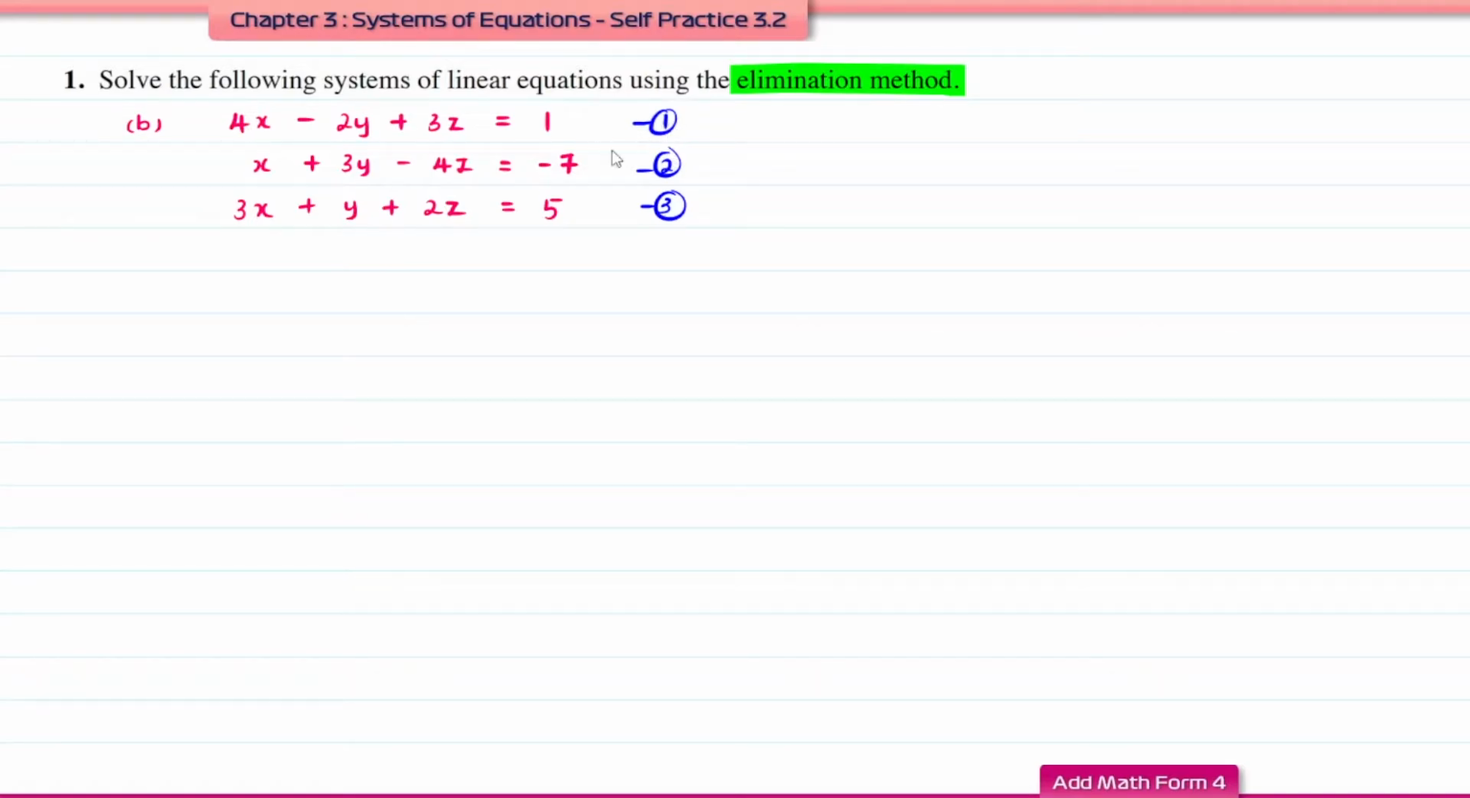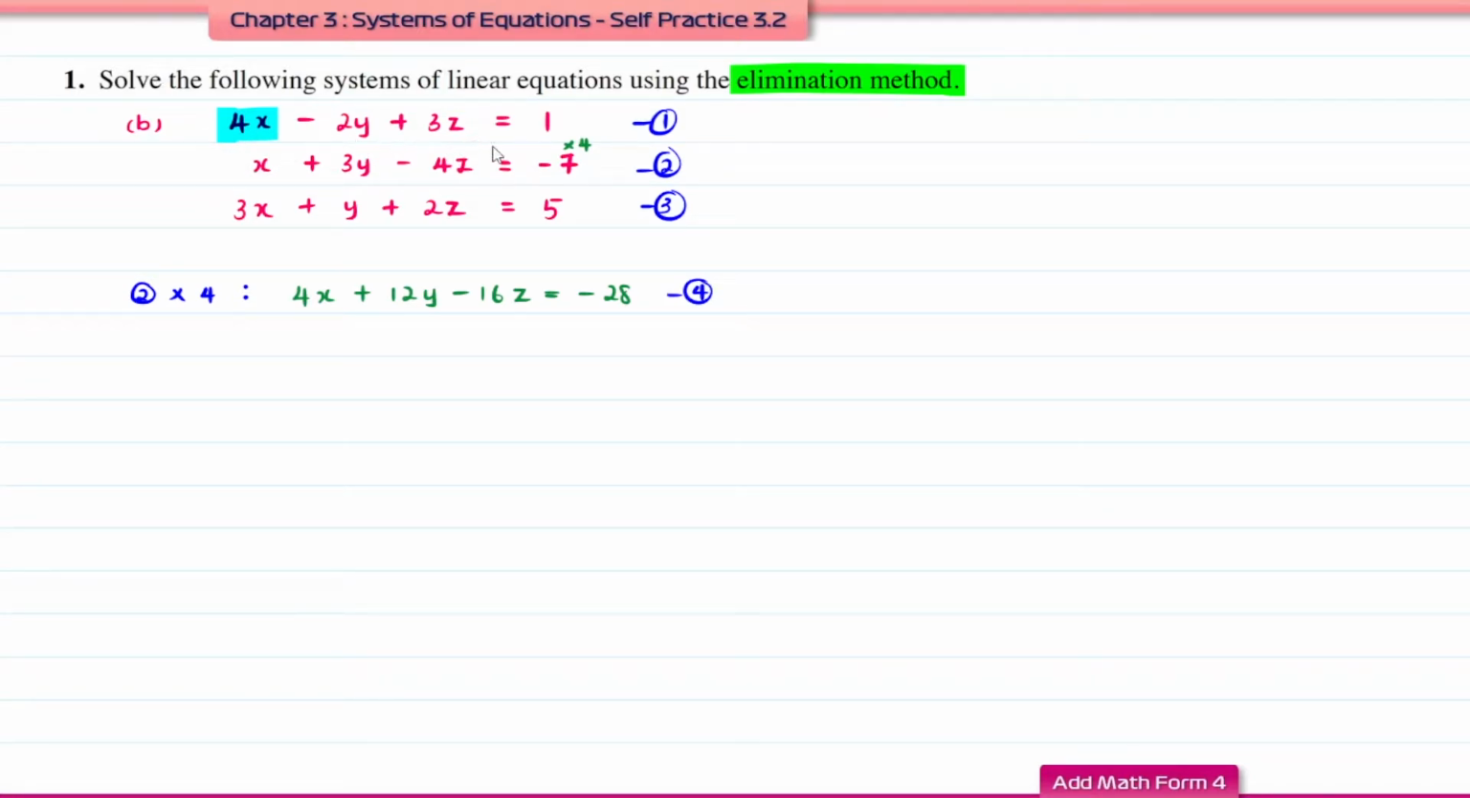First, let us look at equations 1 and 2. For equation number 1, the x term is 4x and in equation 2 it is x. So first we need to equalize the x. For equation number 2, I'm going to multiply each of the terms by 4. So here I'm going to write equation number 2 multiplied by 4. So here we're going to have 4x plus 12y minus 16z equal to negative 28. I'm going to label this as equation number 4.